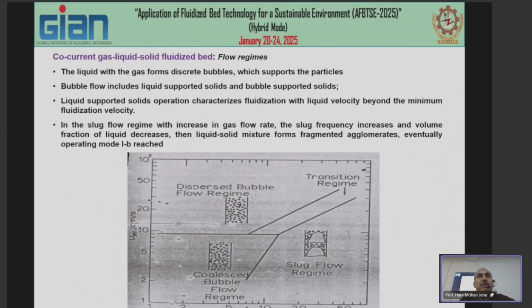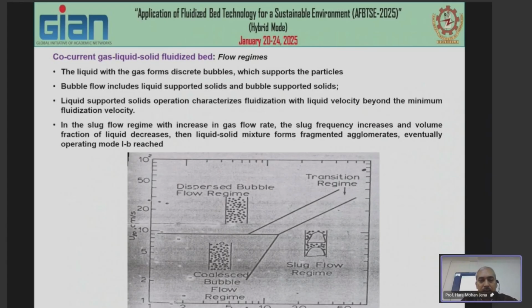So depending upon whether gas is the continuous phase or the liquid is the continuous phase, the fluidization occurs beyond the minimum fluidization velocity. About fluidization, you have already listened to 3 to 4 classes, so you know how the fluidization takes place. The minimum fluidization velocity when the liquid is the continuous phase is called the liquid minimum fluidization velocity, and for gas continuous phase it is the gas minimum fluidization velocity.